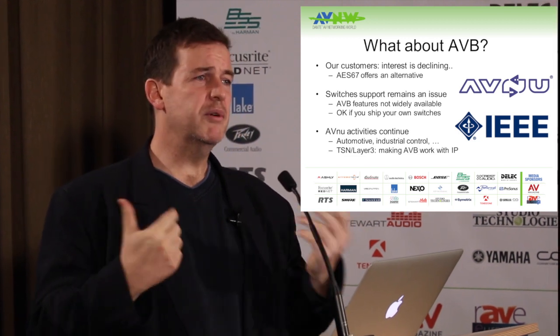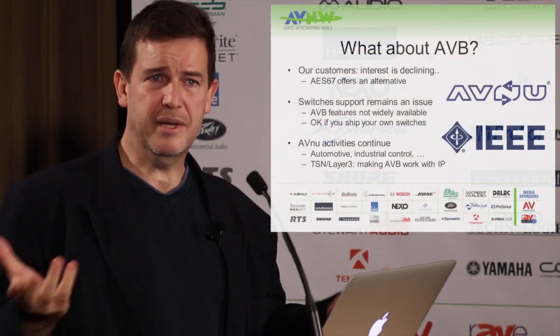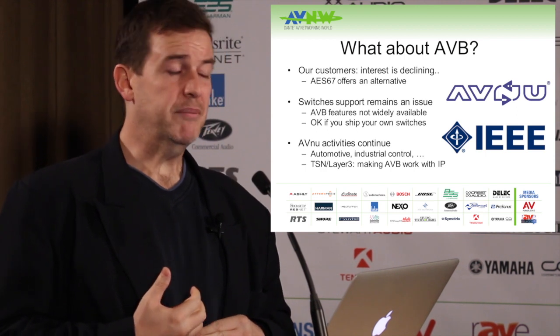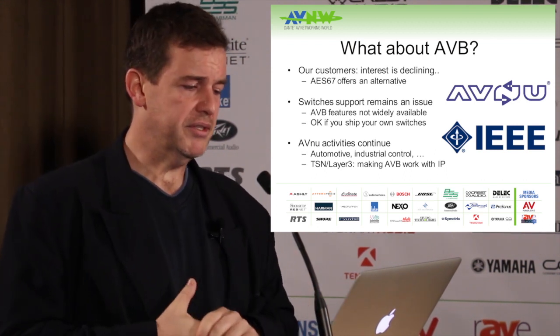I think from a customer point of view, most customers are interested in having a networking standard, and they're not that concerned about which particular standard it is. So I think AES67 is providing a measure of competition at the moment in the standards world for AVB. Switch support remains an issue. This has been an issue for a long time in the AVB world. Basically the issue is that AVB systems require specific features to be present in Ethernet switches, and today those features are not widely available. You can deploy systems if you deliver your own switches as part of those systems, but that basically limits the types of deployments you can use with AVB. In particular, it's very difficult to deploy AVB on networking equipment that already exists in a building, for example.